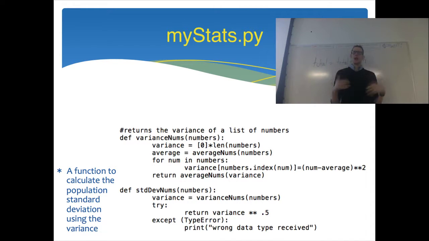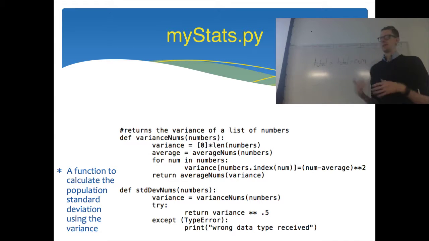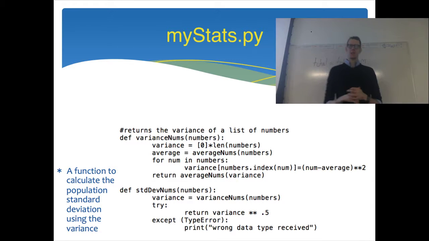I introduced a little error handling here. It's more of an example. You don't need to include it. You can if you want to, and you can deal with different error types if you want to. But it's just an example of how you might handle some errors within some code like this. So I try and return the square root of the variance. If I get, for example, a type error, I will print that the wrong data type was received. We might want to deal with different error types, and you can change the type error here and add other error types if you want to handle different types of errors.